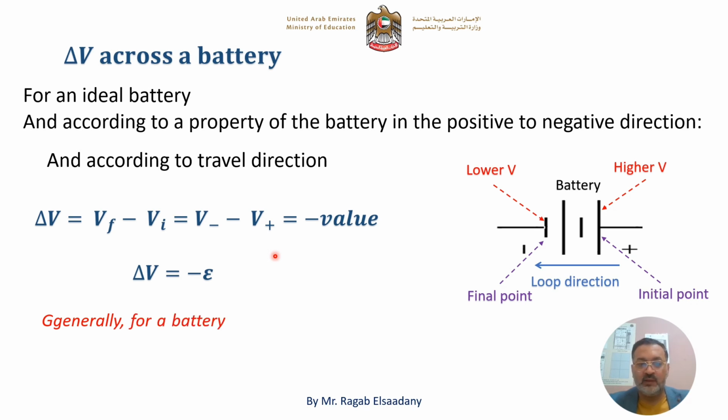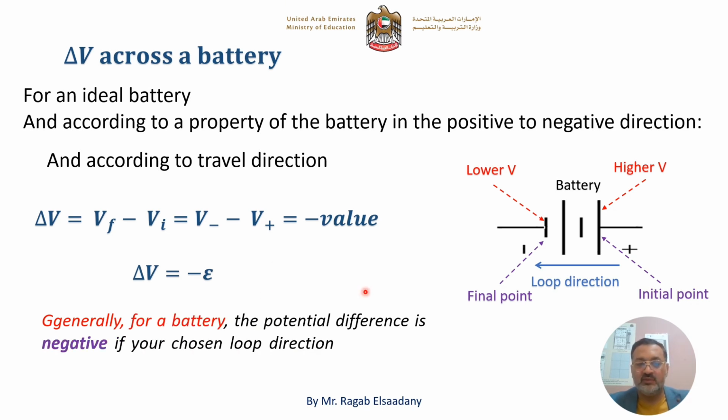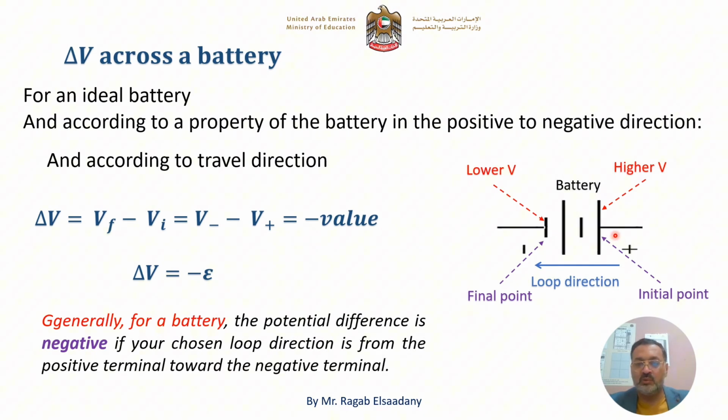Generally, for a battery, the potential difference is negative if your chosen loop direction is from the positive terminal to the negative terminal. If you move from the positive terminal to the negative terminal, then the EMF will be a negative value.